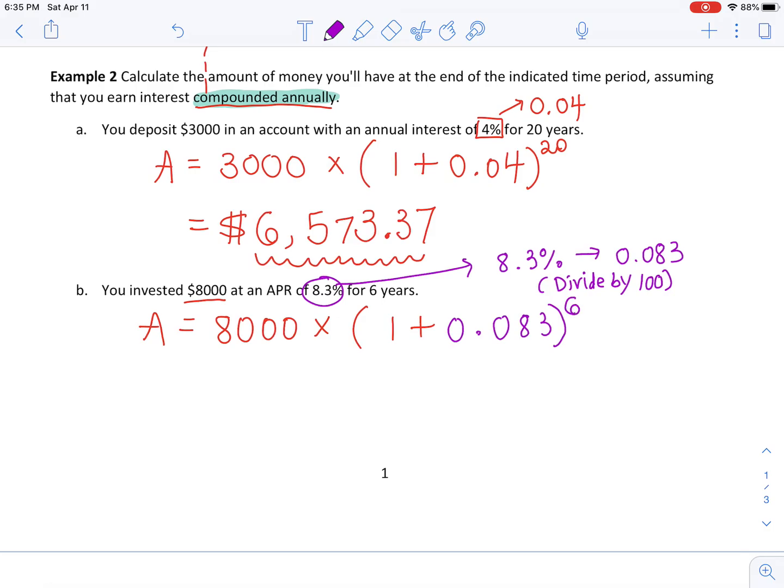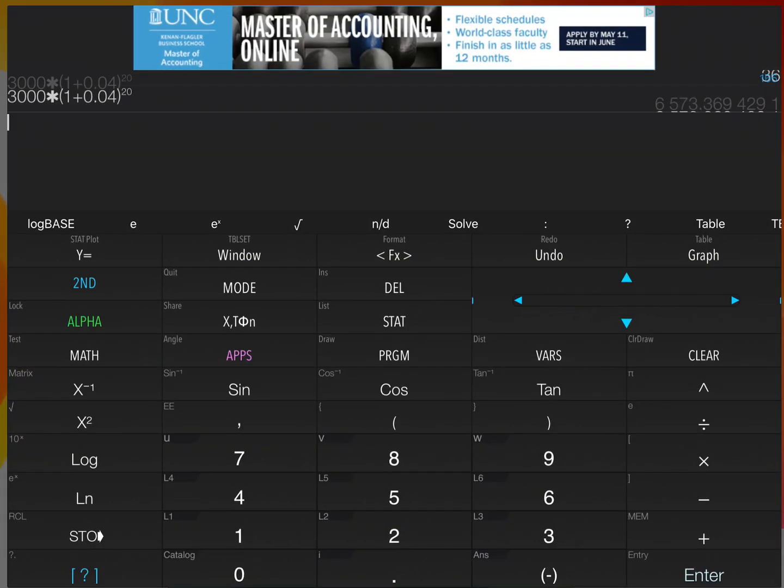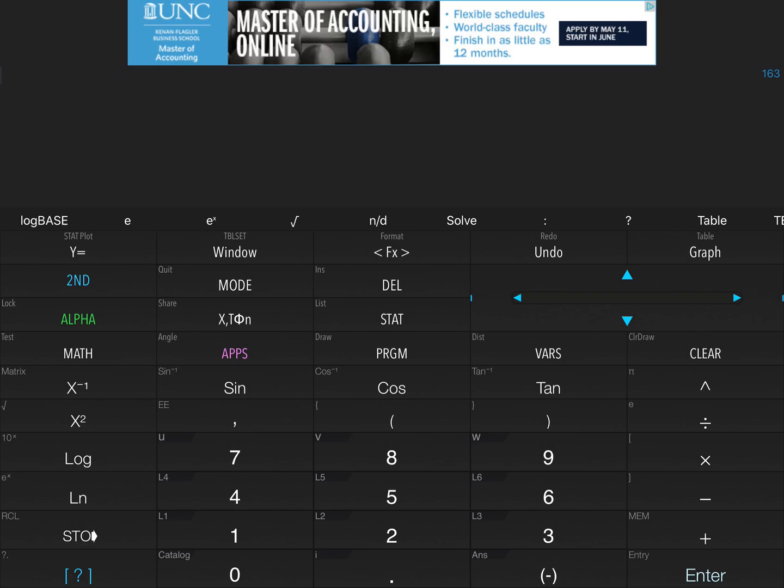That's what you do. Let's go ahead and evaluate this. I'm going to my free calculator. I'm taking a picture of this equation on my cell phone so that when I go to my app, I remember what the equation was. Type in 8,000 times parenthesis 1 plus 0.083 close parenthesis. Raise that to the investment period of 6 years. I'm going to hit enter.